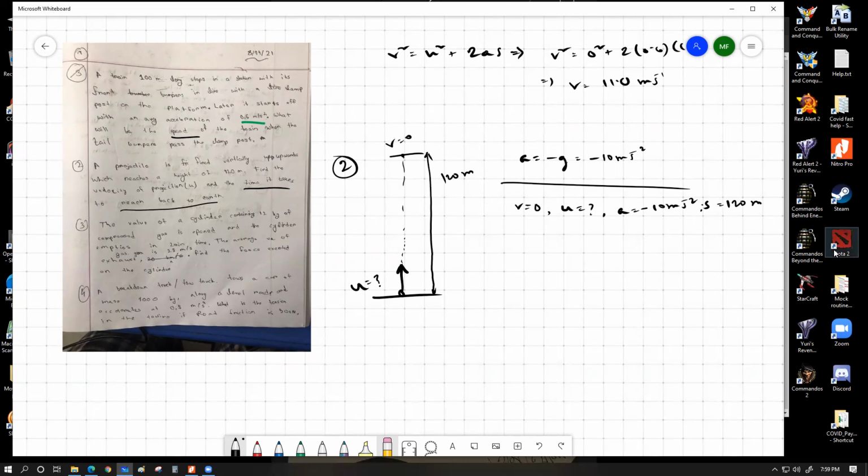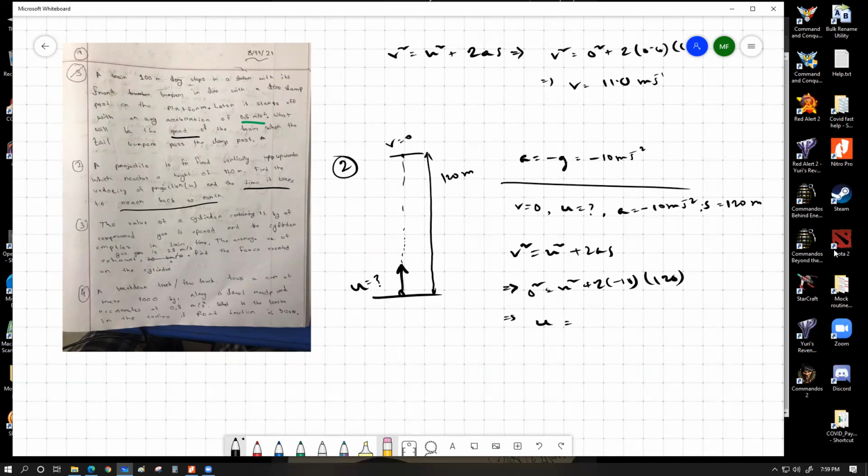We're going to go for the fourth equation because t is the missing variable here. So we just apply that: v squared equals u squared plus 2as. I'm going to place all the numbers: 0 squared equals u squared plus 2 into minus 10 into 120. From here, you can easily find out the initial velocity. Take it out.